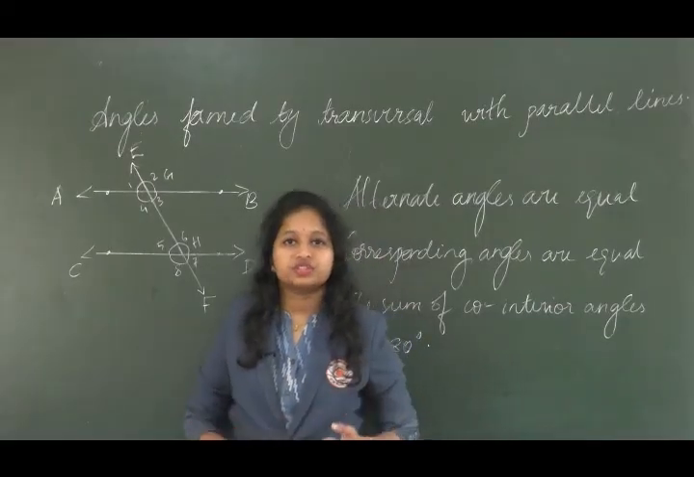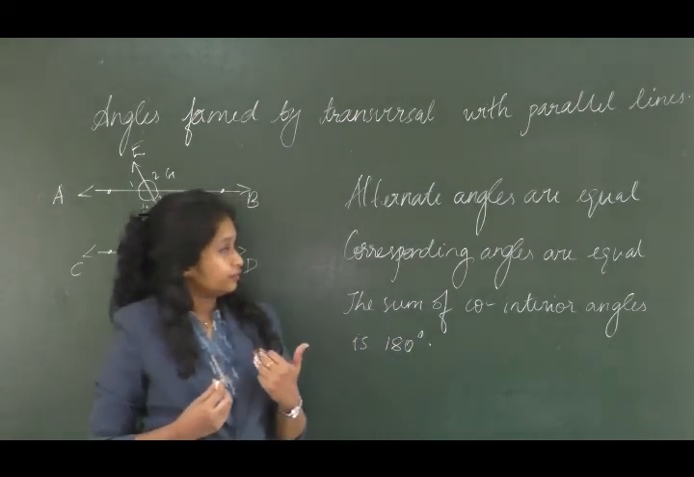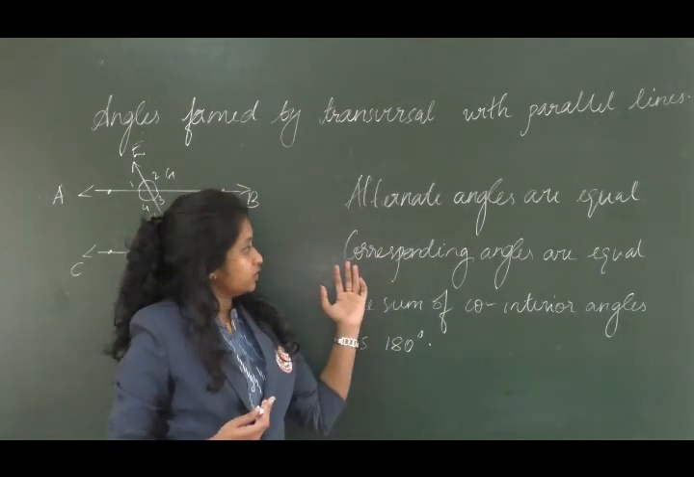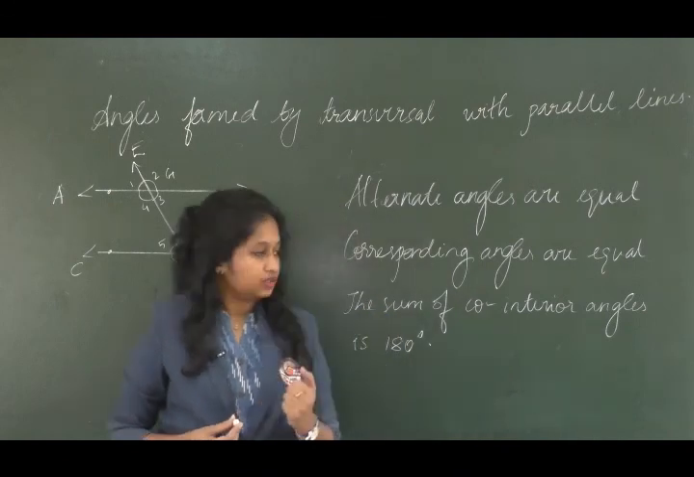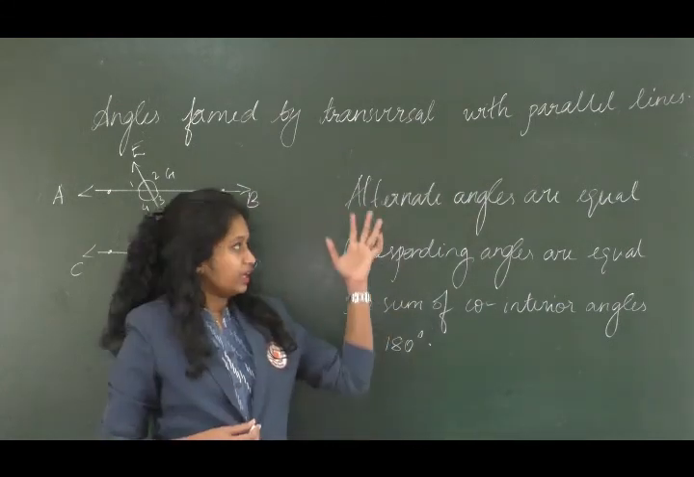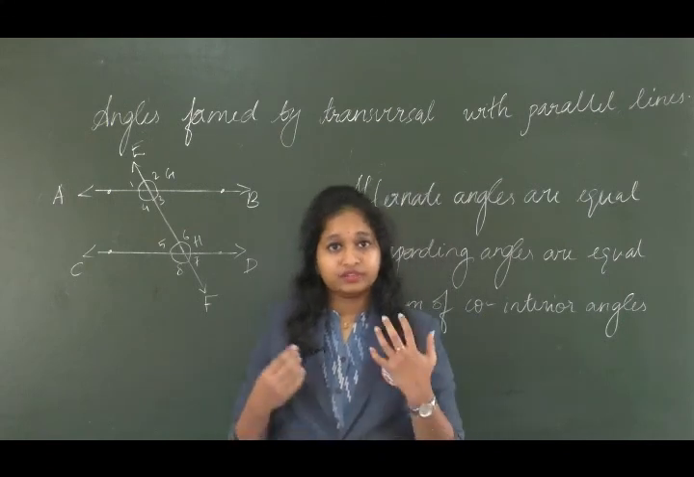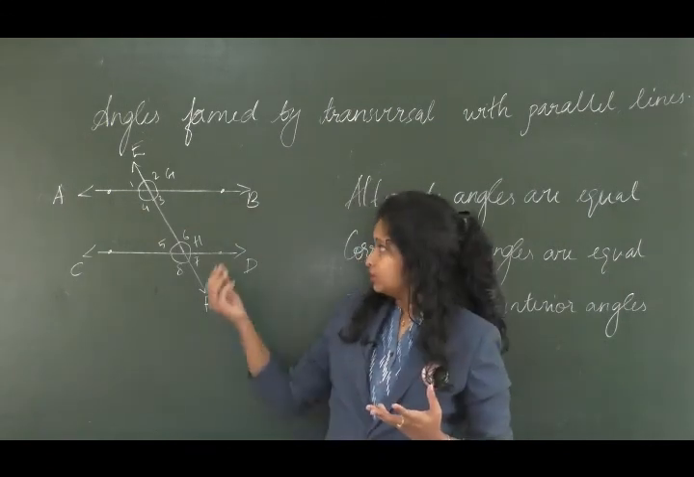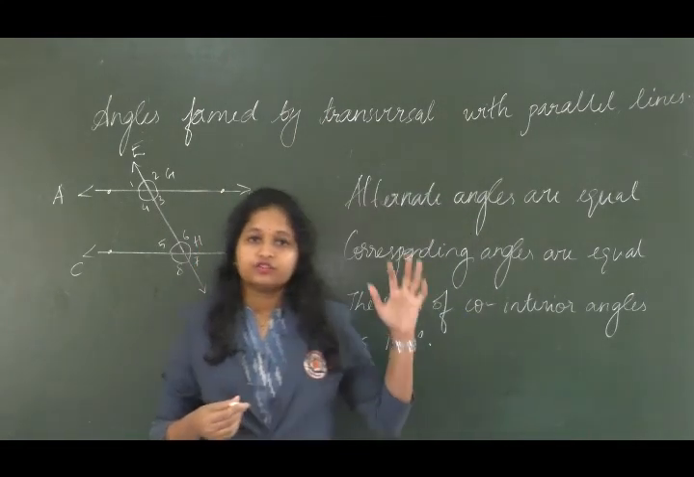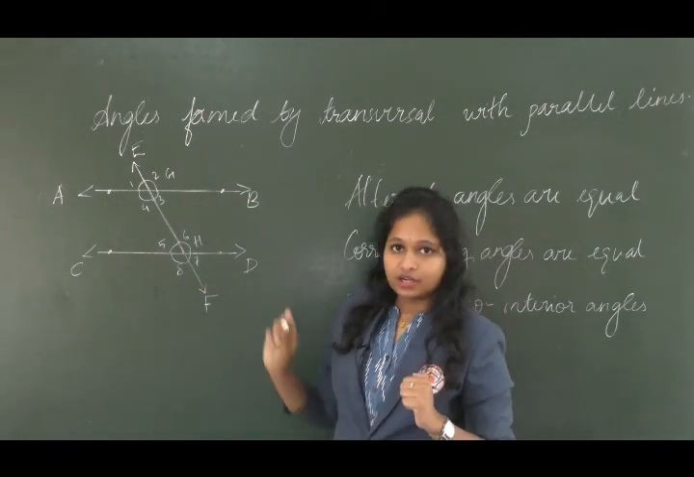Okay. So children, what about the converse of this property? We have alternate angles equal, corresponding angles equal, and the sum of co-interior angles is 180 degrees. So if any of these conditions are satisfied, then we can conclude that these two lines are parallel.